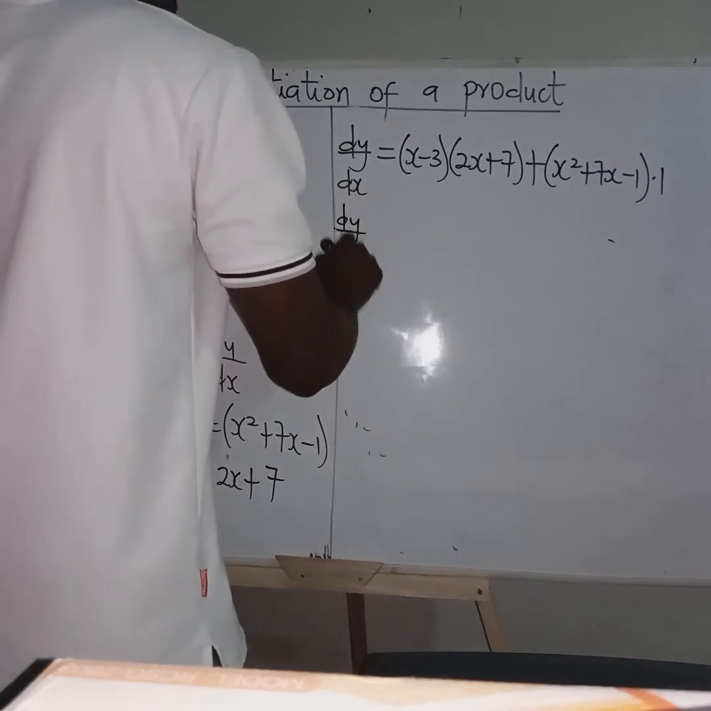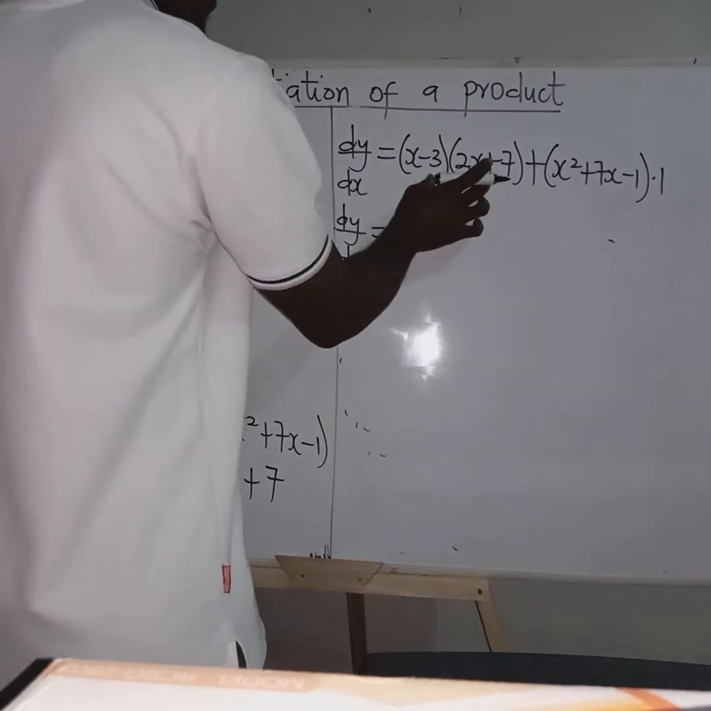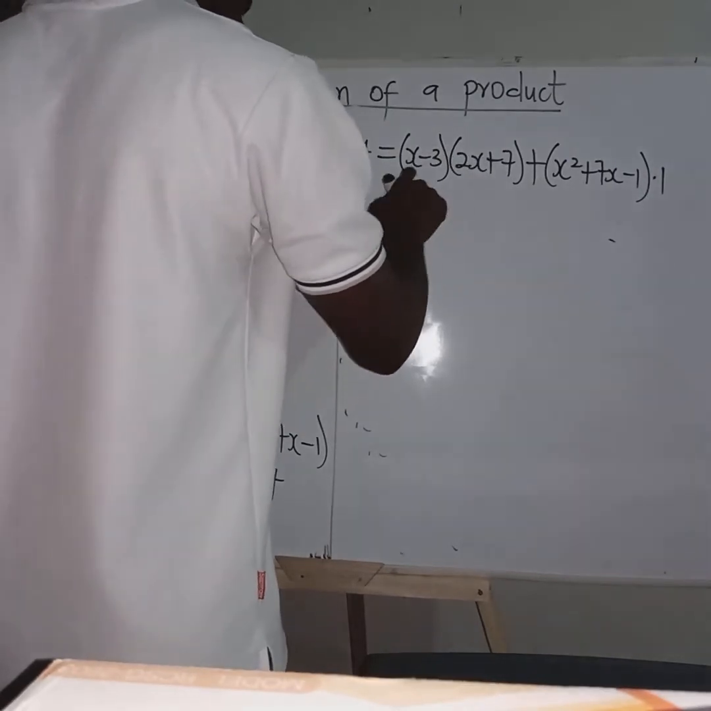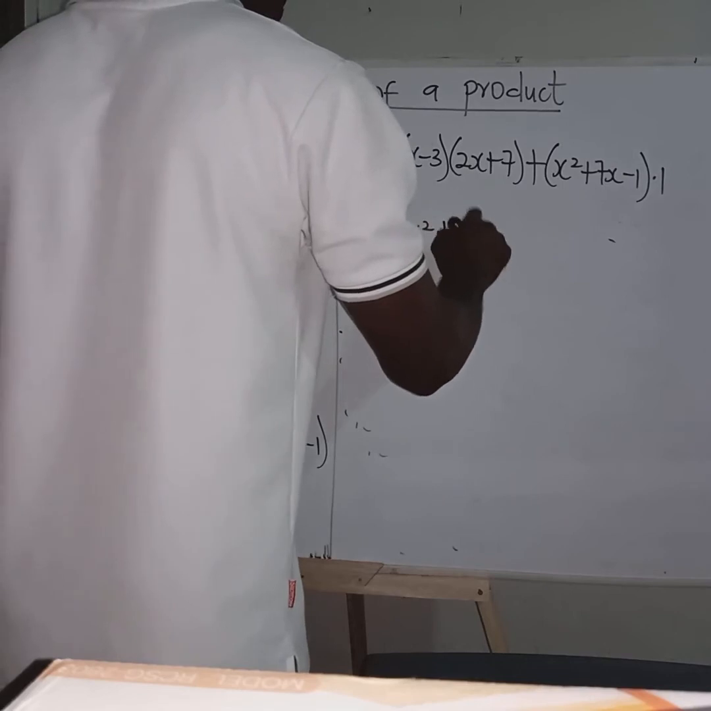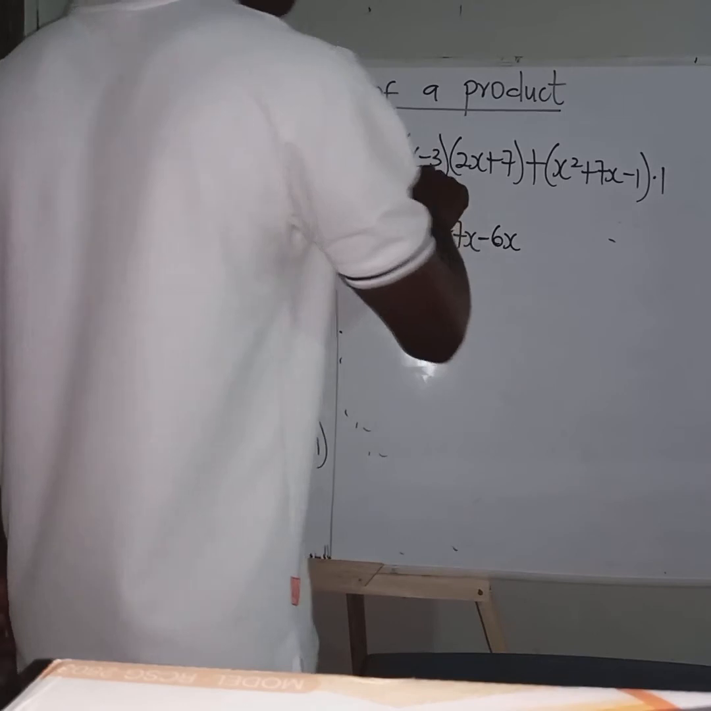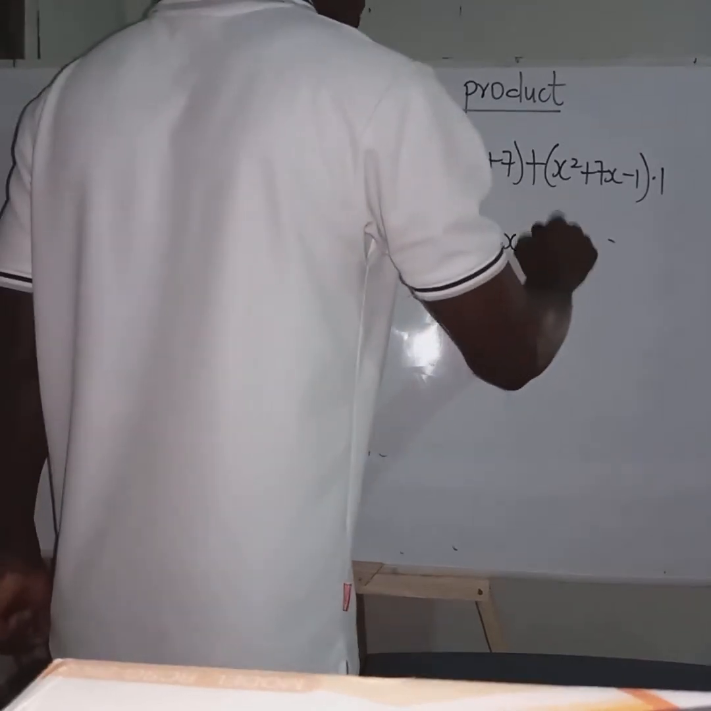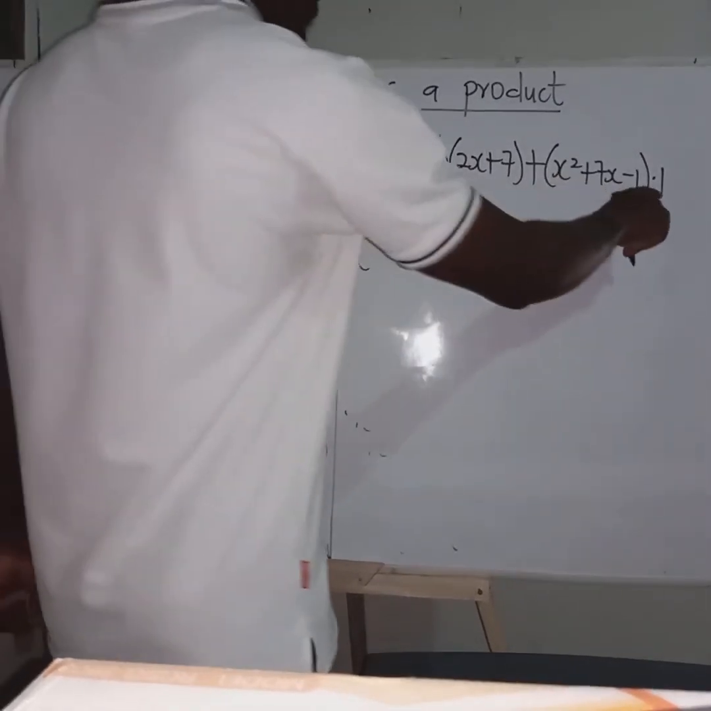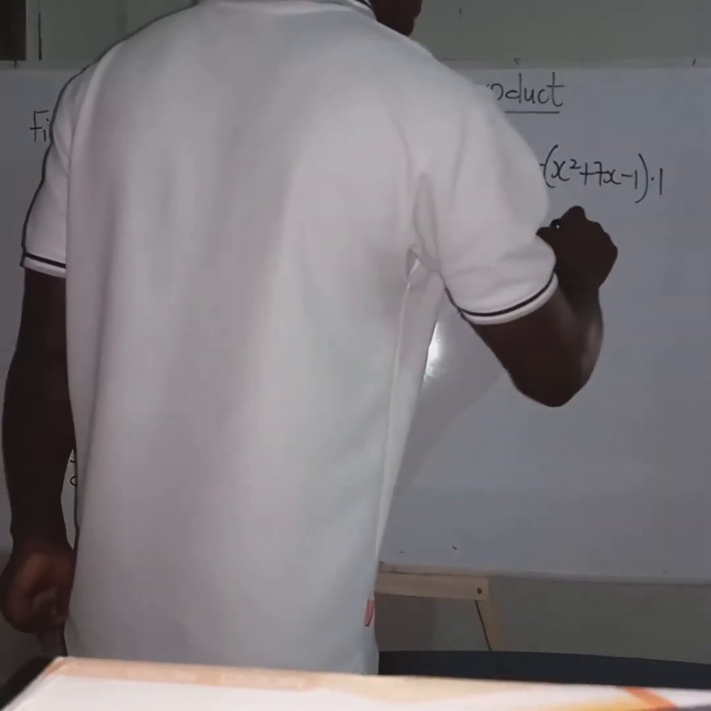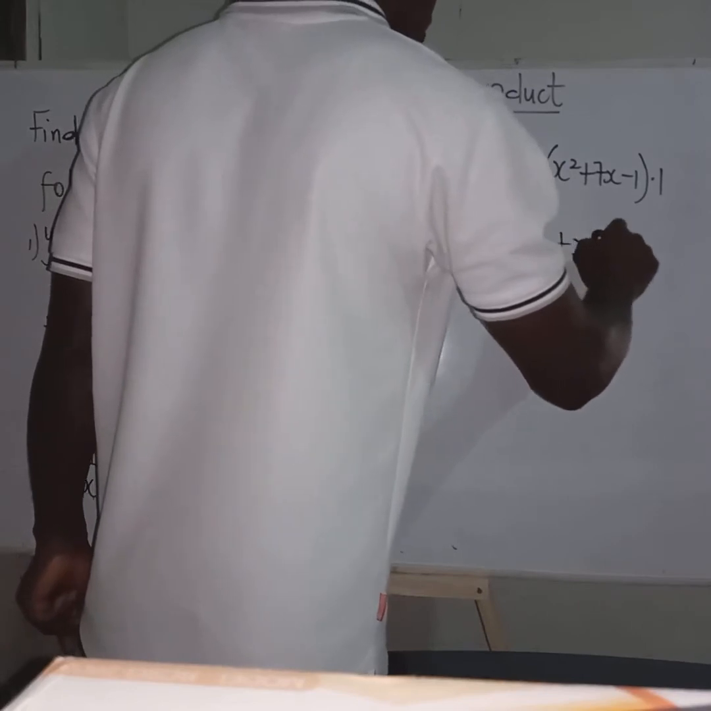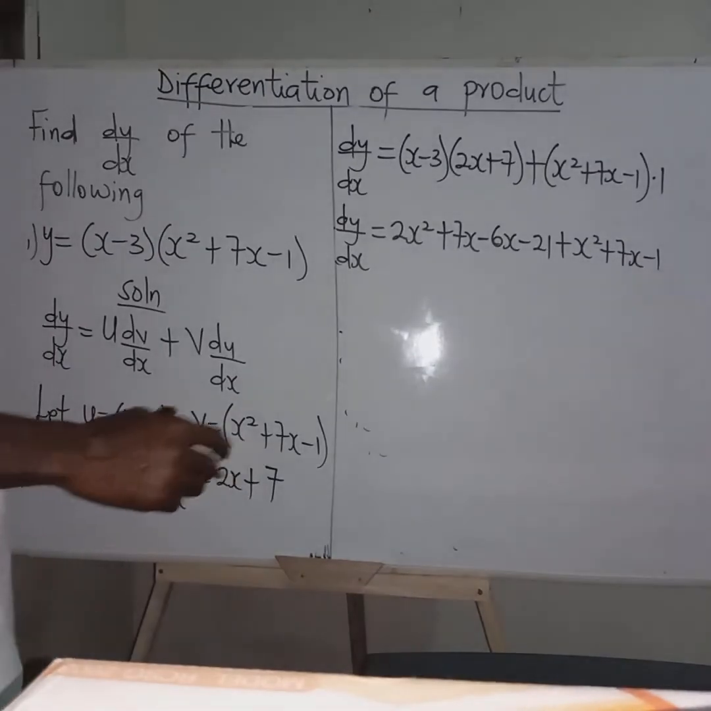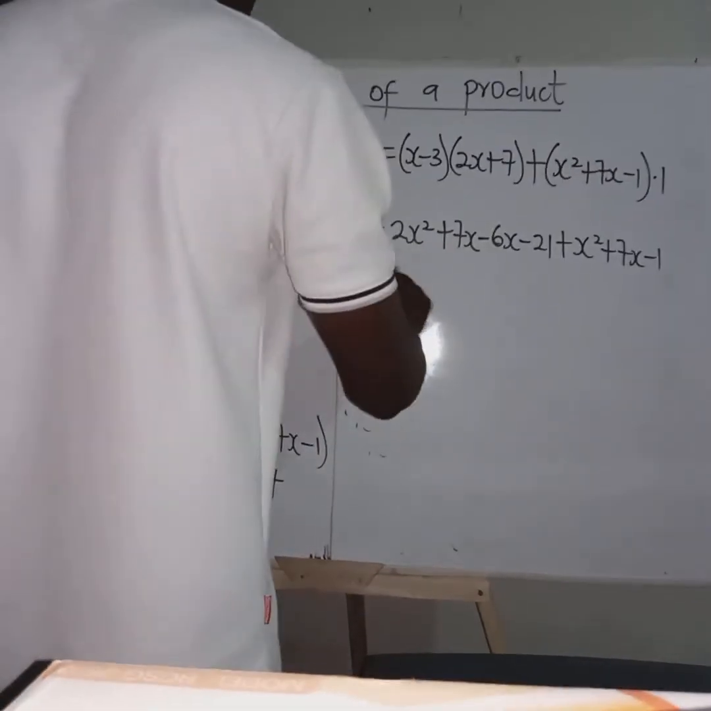dy over dx will be equal to, we need to expand this. x times 2x is what? 2x squared. x times 7, 7x. Negative 3 times 2x, negative 6x. Negative 3 times 7, negative 21. 1 times whatever is in this bracket will give us the same result. So we will get plus x squared plus 7x minus 1. So we will just group like terms.